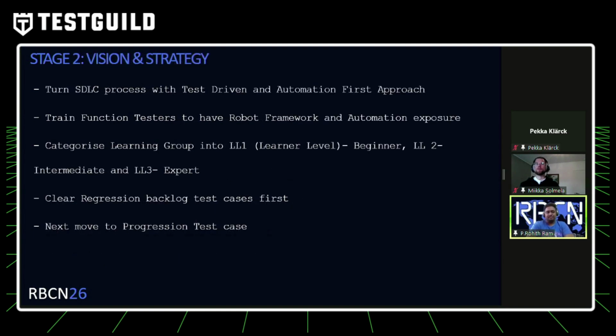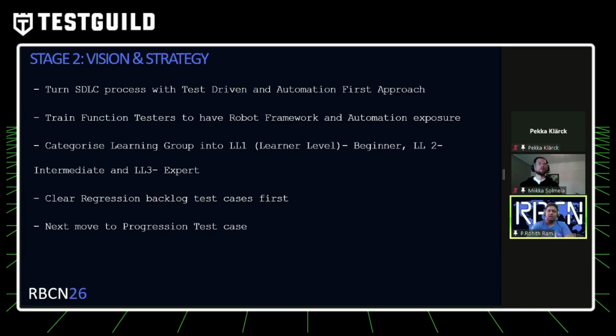Next is the vision and strategy. The first vision is to turn the SDLC process into a trust-driven, automation-first approach. And the next one is to train the functional experts to have automation exposure.